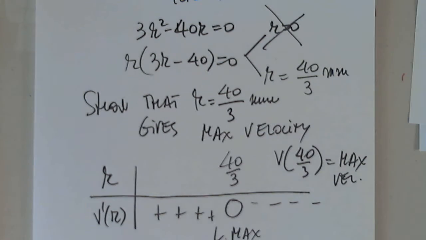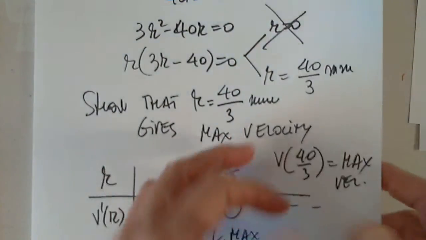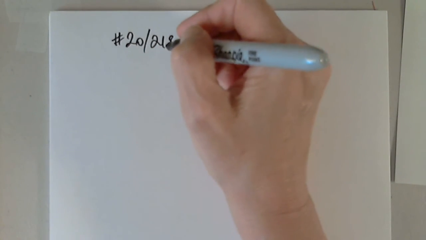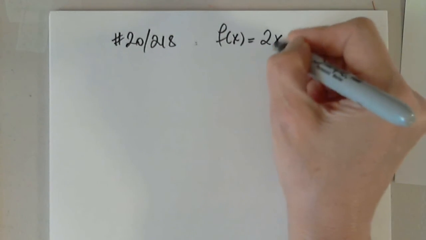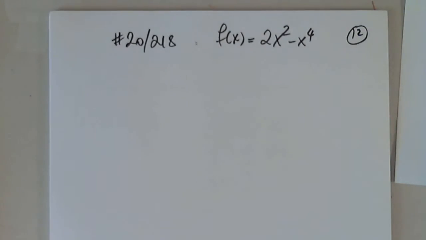Let's look at problem 20 on 218, and then I'll stop. Problem 20 on 218, which is f of x equals 2x squared minus x to the 4th. And this time we want to fill up the table with all the information needed and graph it. Not just fill up the table, but use the table to graph it.